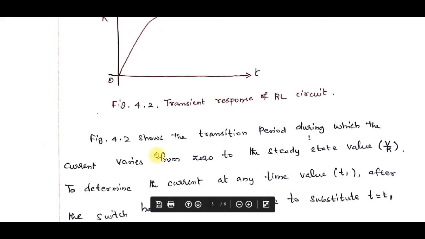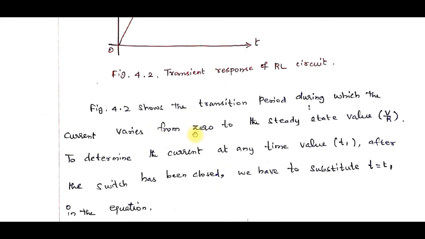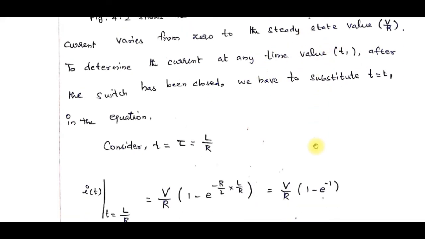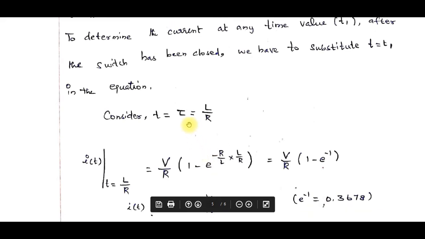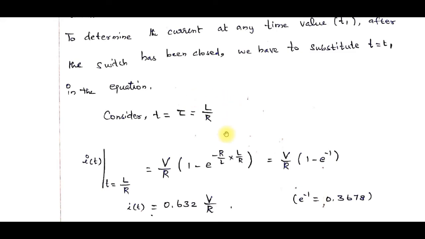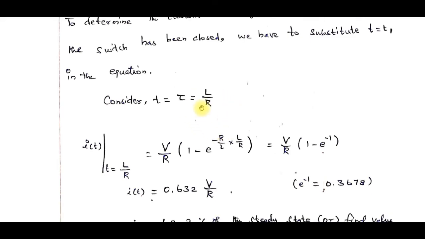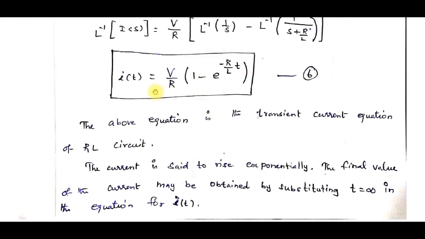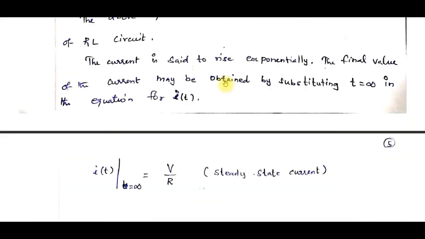So at any time t1, the equation will be like this. Then consider tau is L by R. This equation we have seen in the last lecture also. If we substitute tau equal to L by R, this equation becomes I of t equal to V by R into 1 minus e power minus t by tau. Okay, this equation will become like that.